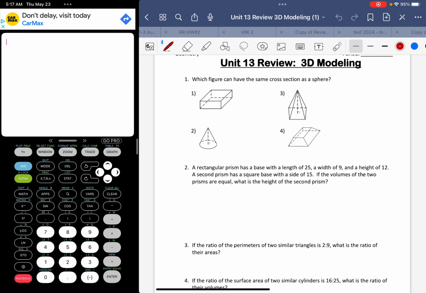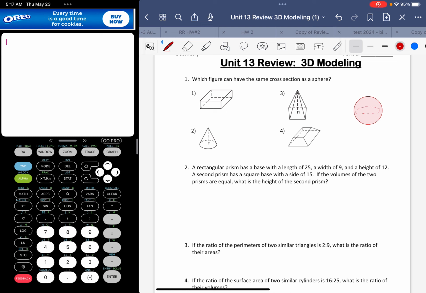So question number 1 says, which figure can have the same cross-section as a sphere? A cross-section is when you slice through, almost like picture you're cutting it with a knife, and then you're turning the shape to see what two-dimensional figure you can see. Since a sphere is circular, the cross-section of a sphere, if you slice through, would be a circle. So you want to know which one of these figures, if you slice through it, would also have a circle. Which one has a circular base? The cone. That's the only other figure listed here that if you slice through it, you would see a circle.